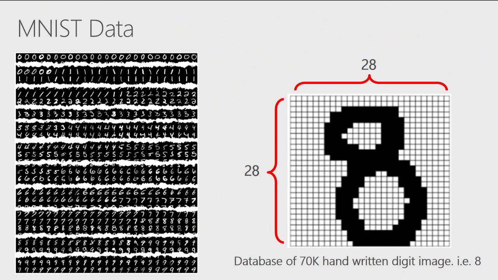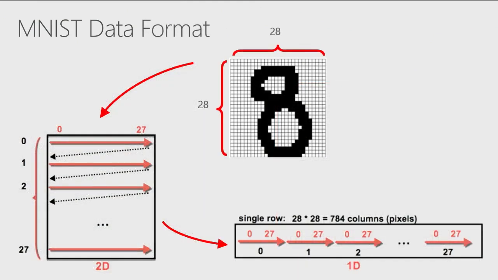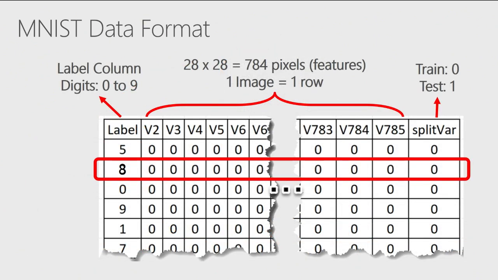We will use the MNIST database, which is available publicly. It's an open database that consists of 70,000 handwritten digit images. Each of these images consists of 28 by 28 pixels. So how will we represent this image as a single row inside the database? We just take each row of the image and put them side by side and generate a single row that consists of 784 columns, and it will look like something on the screen as in the database.